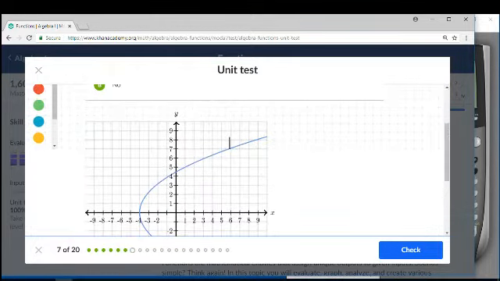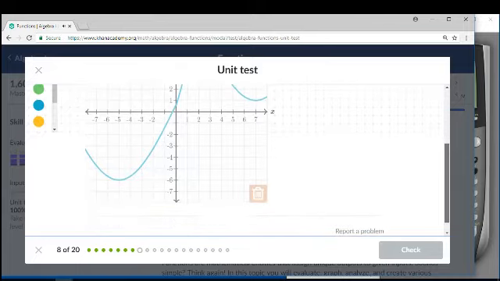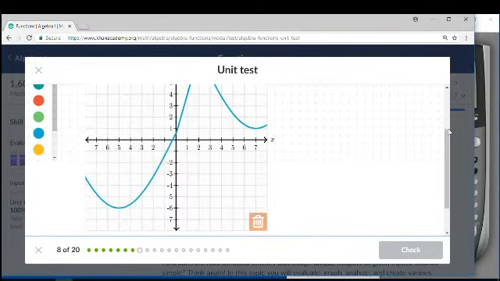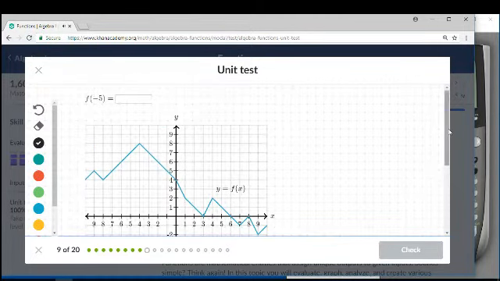Can I draw it here? No, I can't. All right, all the relative minimum points. So this is a relative minimum point. It changes from decreasing to increasing. And this is also a relative minimum point because it changes from decreasing to increasing. F of negative 5, when x is negative 5, f of x is 7.